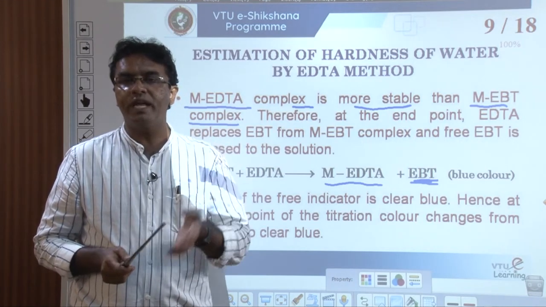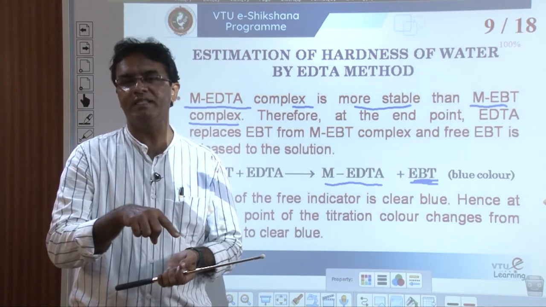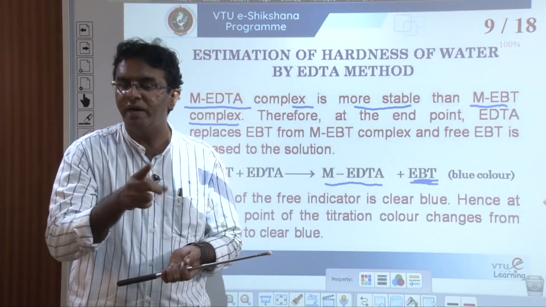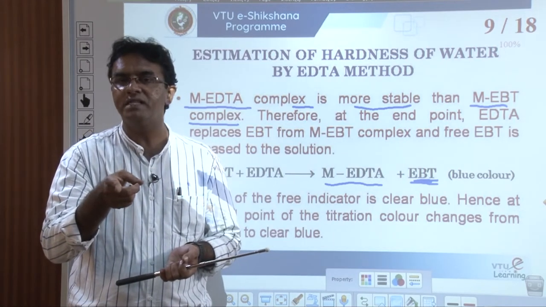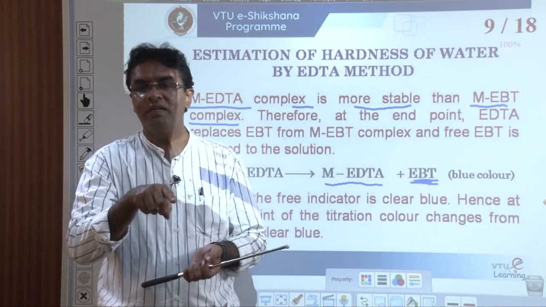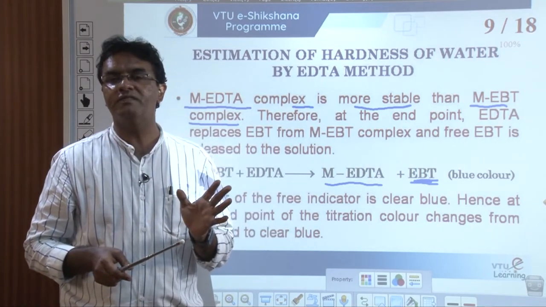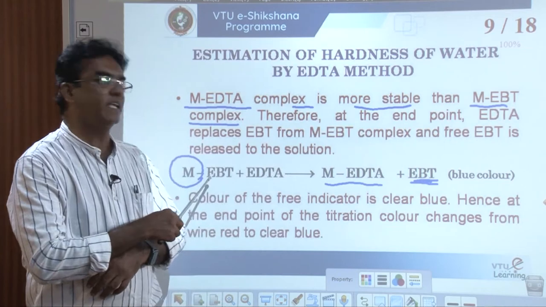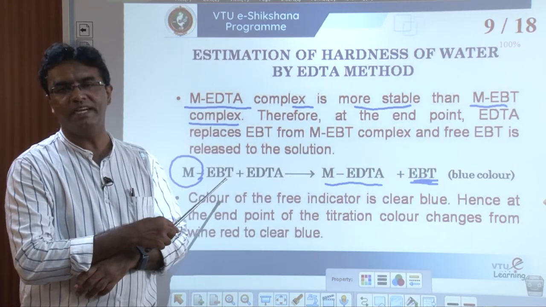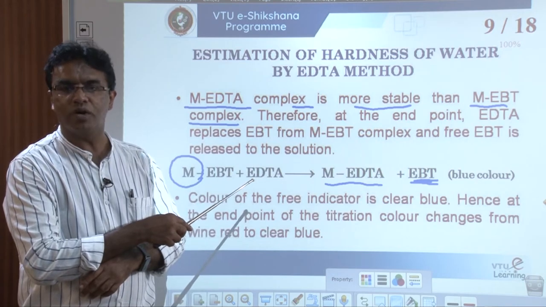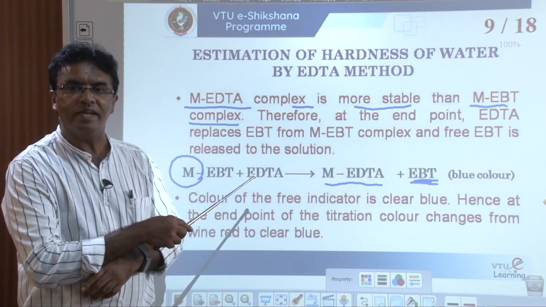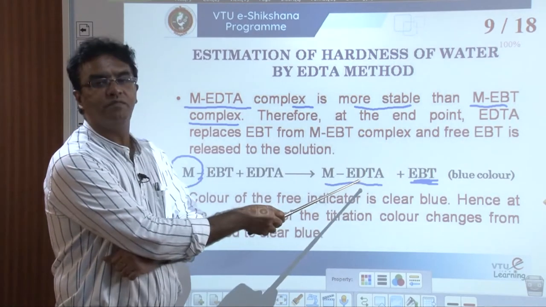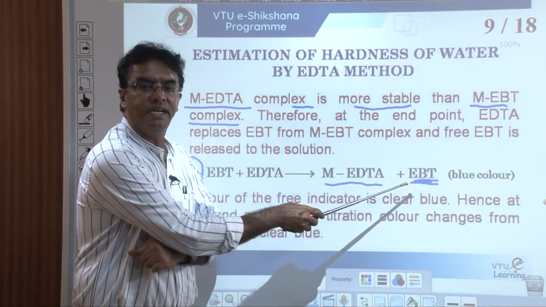The moment you start titration, what happens? EDTA forms a complex with the remaining free metal ions, forming the metal ion EDTA complex. Therefore, there are two complexes in the reaction mixture, the metal EDTA complex and the metal indicator complex. Out of these two, the metal EDTA complex is more stable. Therefore, once all the free metal ions are engaged with EDTA, the last few drops of EDTA that you add take away metal ions from the metal ion indicator complex, leading to the formation of the metal EDTA complex, leaving the indicator free.